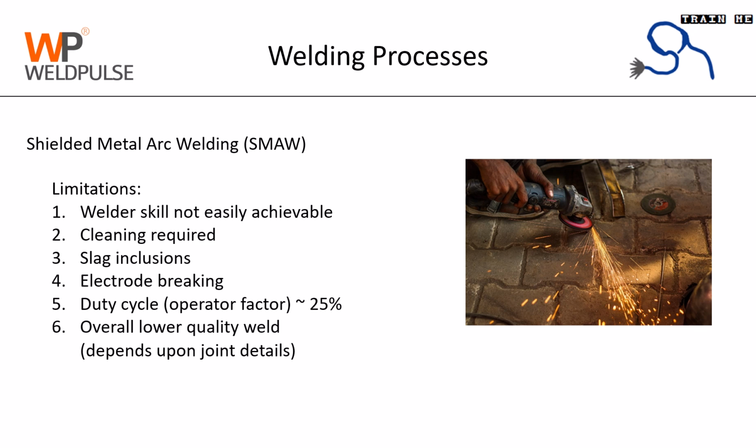Operator factor is a measure of the welder's time on the weld joint. In 1 hour, a welder can do welding with this process for only 25 minutes. The remaining 35 minutes will go in cleaning, electrode breaking, wire brushing and chipping. Overall weld quality also stays low if joint detail differs from the designed one.